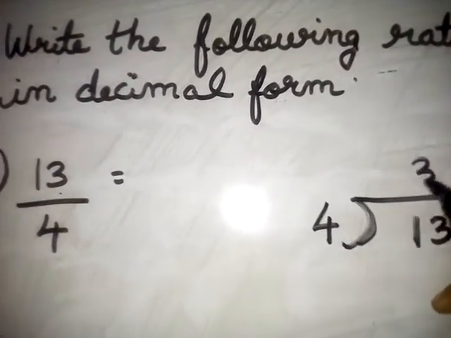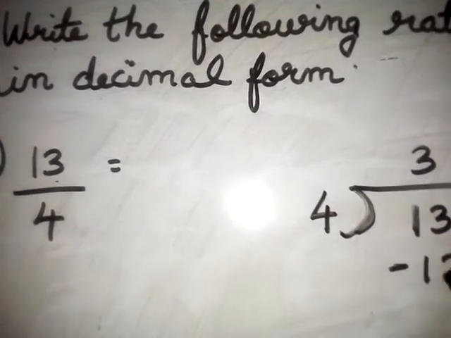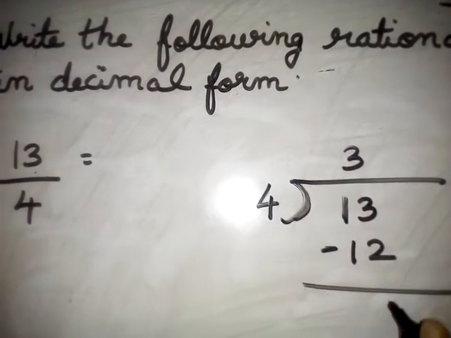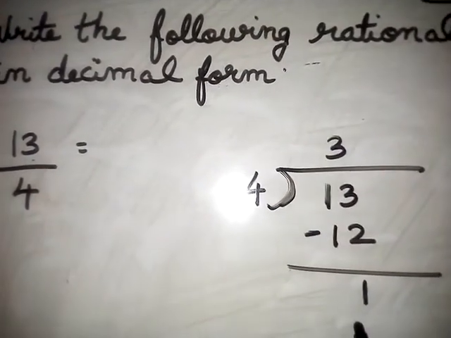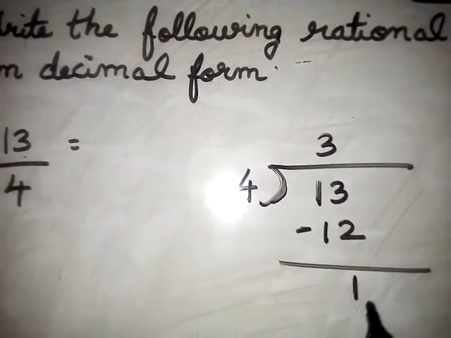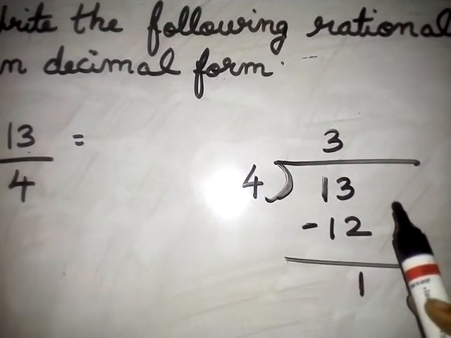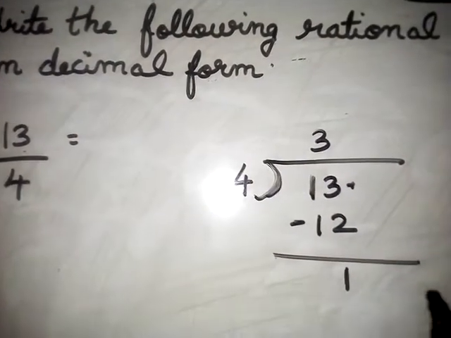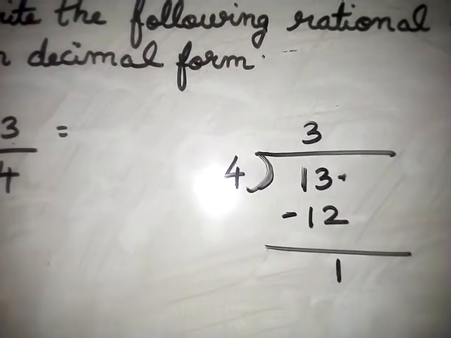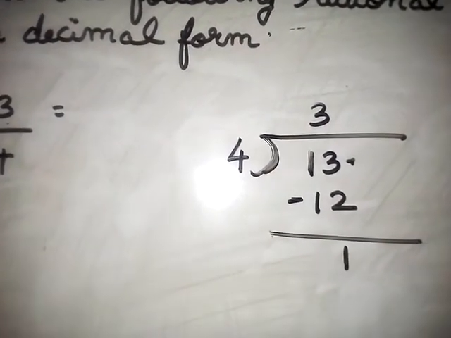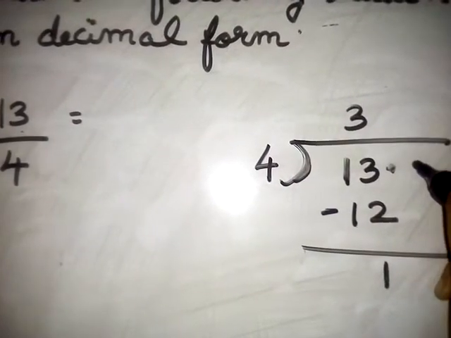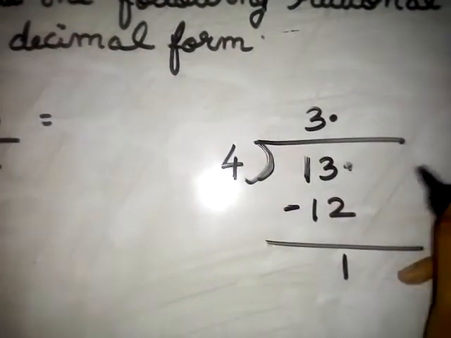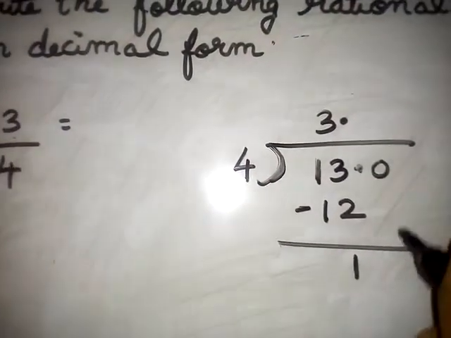4 3s are 12. 3 minus 2, 1. Now you are not getting remainder 0 over here. You have to continue the division. You have to put the decimal point. Then afterwards you have to continue the division till the remainder gets 0. Here also put the decimal point. 0, you have to bring it down.